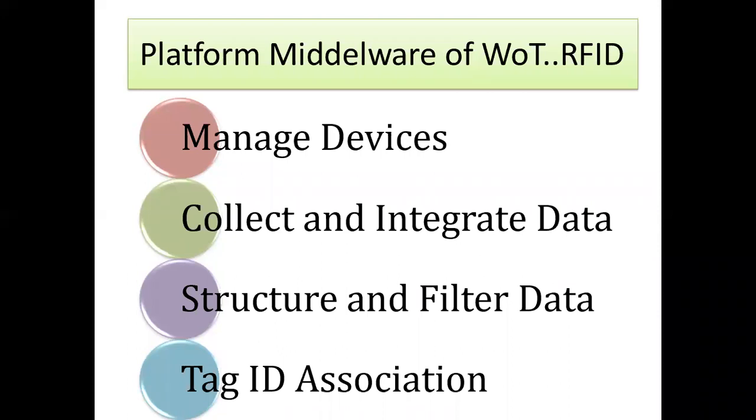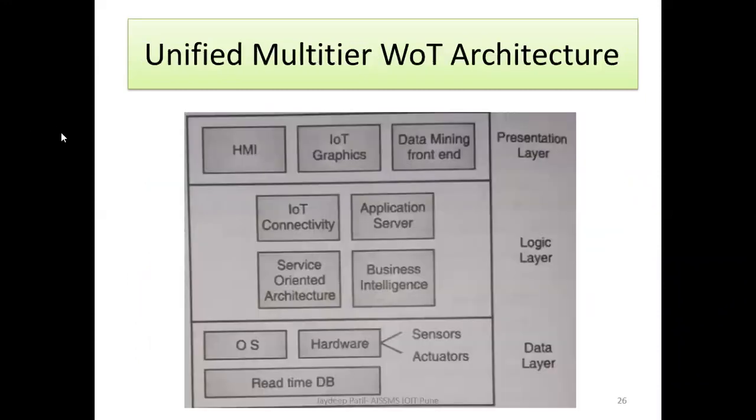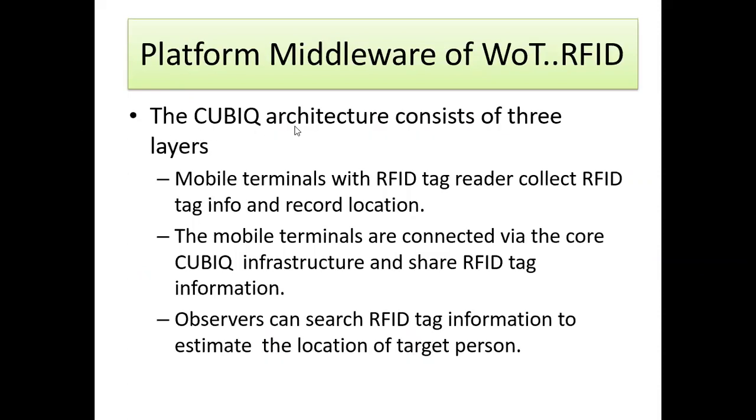If we consider an example of RFID middleware and its working standards, it is explained by the Cubic project, which is a project in Japan. The Cubic architecture consists of three layers. These layers are, first, mobile terminals with RFID tag readers that collect RFID tag information and record the locations of the mobile terminals.